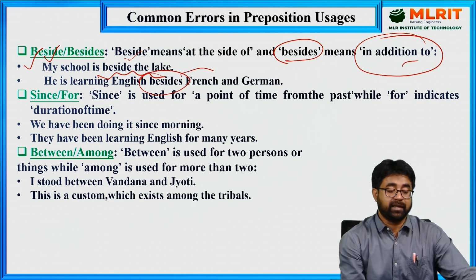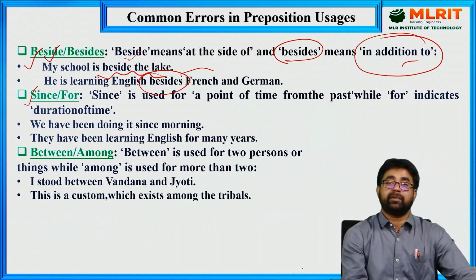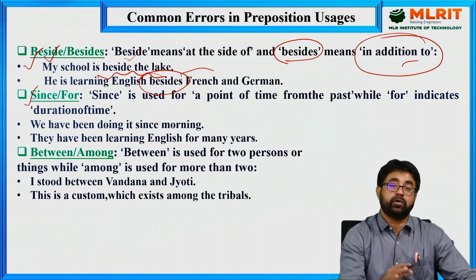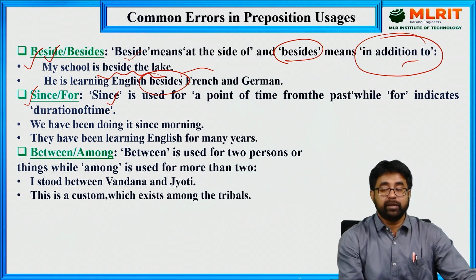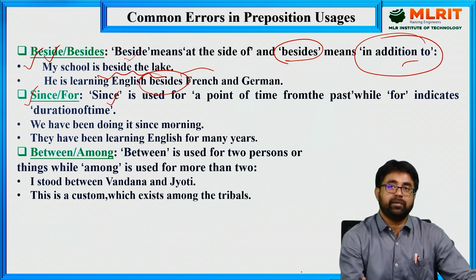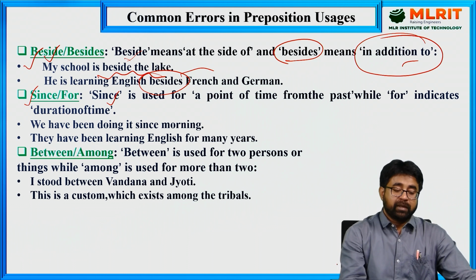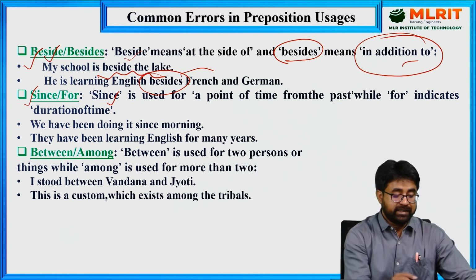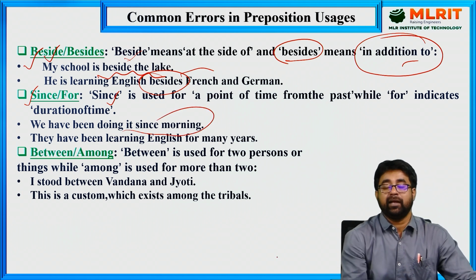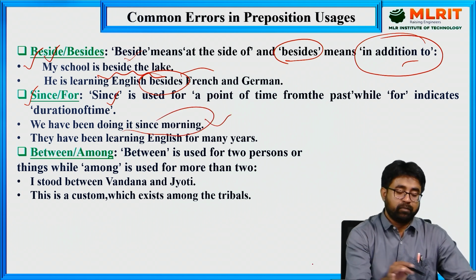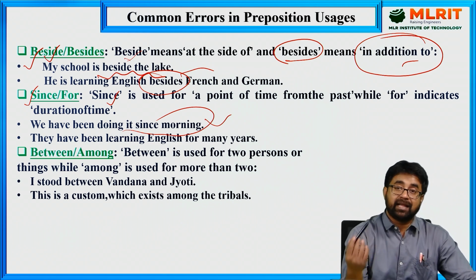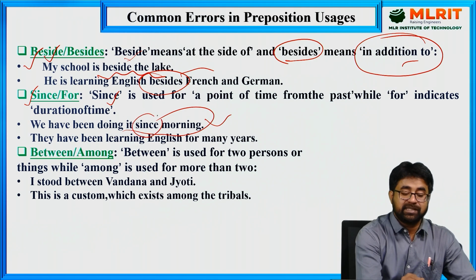See the differences here. Similarly, since and for also we sometimes use interchangeably. But we have to understand that they are different and they should be used for two different purposes. Since, when do we use since? When we talk about an extended time duration that has a starting point but no end point. See here, we have been doing it since morning. I am talking about a starting point, that is morning, but there is no end point. It has been going on till now. To indicate that kind of action which is still going on, we normally use the preposition since.